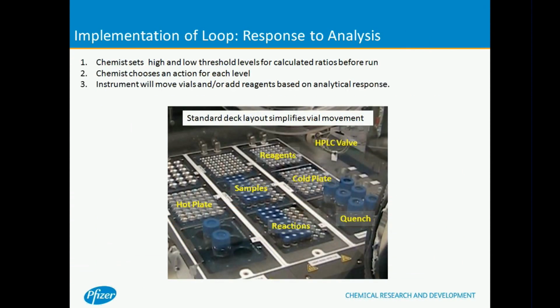But the chemist picks one of those standard actions and dials that in prior to the run so that you can make the decision based on what you know about the chemistry. It's not hard-coded into the instrument. And then essentially, as the data is received, the instrument can move the vials or add reagents based on the response. So the reaction vials would move over to a hot plate or cold plate as necessary and as specified by the chemist.